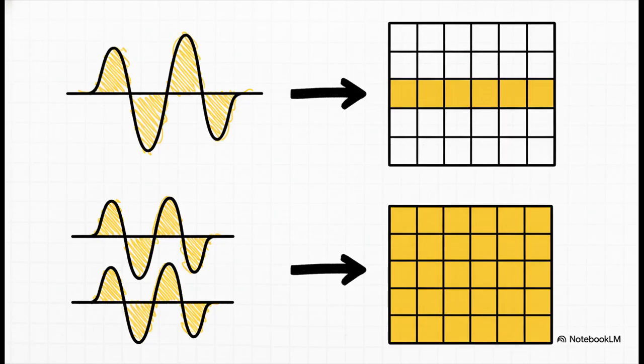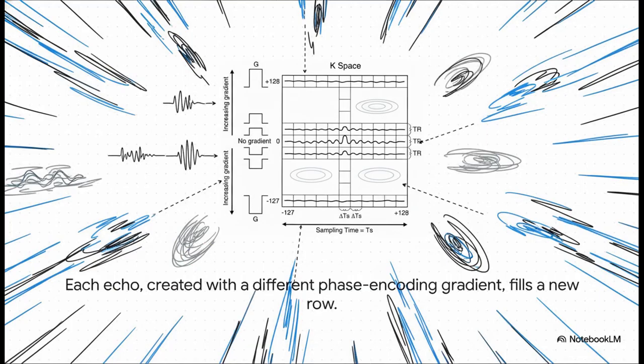to fill those 256 rows. So to fill the whole grid, the scanner just runs the sequence again and again and again. But each time it does something slightly different. It applies what's called a phase encoding gradient. You can think of this gradient as giving each echo a unique address, telling it exactly which row of K-space to go to. See? The echoes with no gradient go right to the middle, and the stronger the gradient, the further out to the edges the data goes.